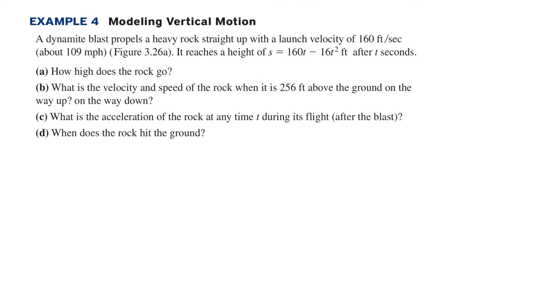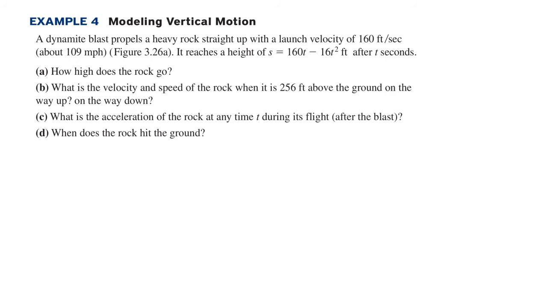Okay, moving on to example 4, modeling vertical motion. A dynamite blast propels a heavy rock straight up with a launch velocity of 160 feet per second, which is about 109 miles per hour. It reaches a height of s equals 160t minus 16t squared feet after t seconds.